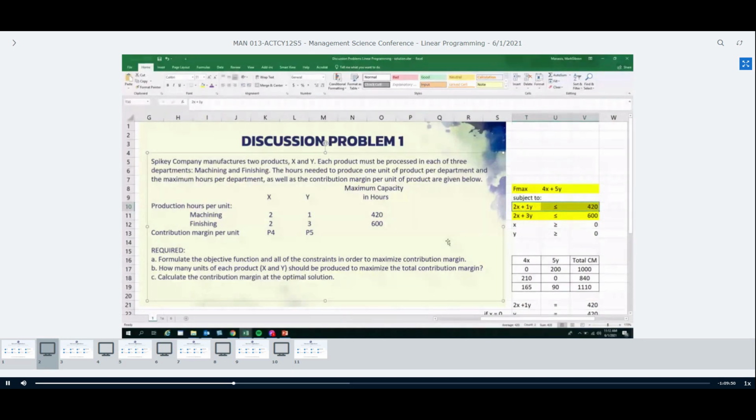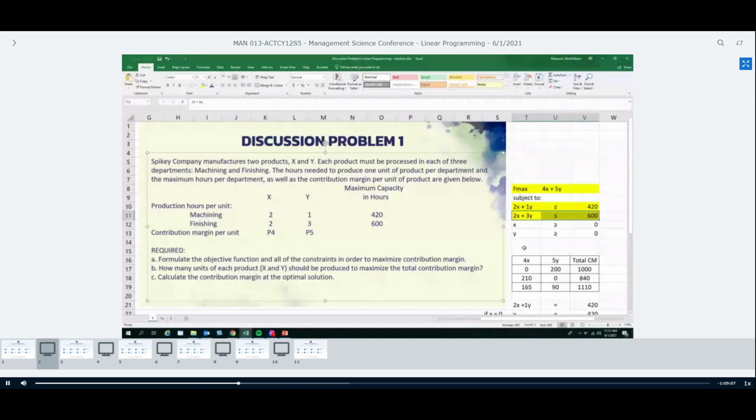Constraint number 1. Another constraint is on the finishing department. Kasi in finishing department, we can only use 600 hours. So, combined X and Y, si X requires 2 hours. And then si Y requires 3 hours. So, in total, they can only use 600 hours in finishing department. So, that's constraint number 2.